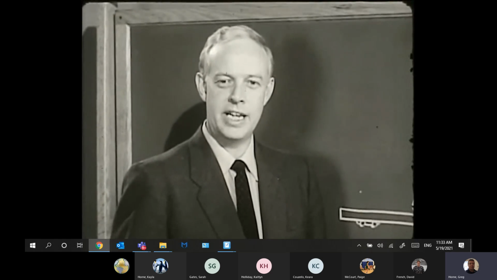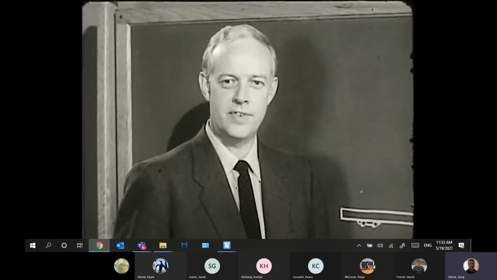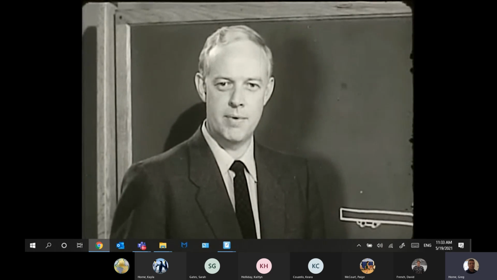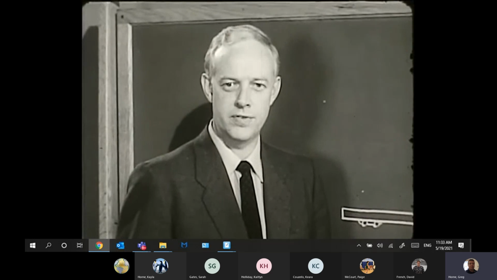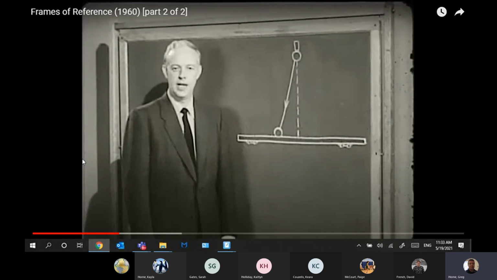The cart moving at constant velocity relative to the Earth is an inertial frame, but the cart which is accelerated is not an inertial frame. So he's saying here we got strange behavior. This is a non-inertial reference frame.